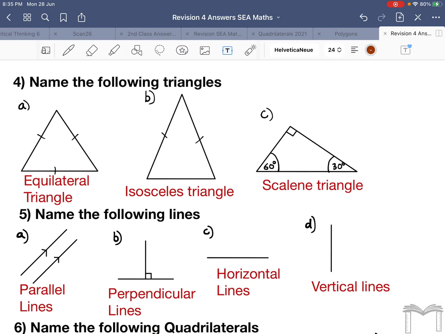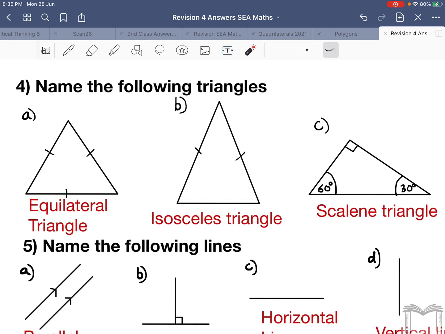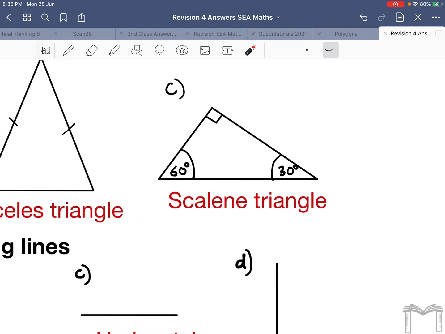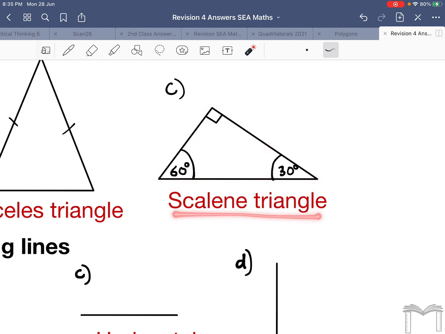For part A, name the following triangles. So these dashes means that all the sides are equal. So this is an equilateral triangle. For the second one, these two sides are equal, so we call this an isosceles triangle. For part C, we know that if all the sides are different, then all the angles will also be different. So this is a scalene triangle.